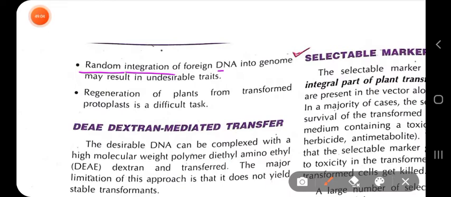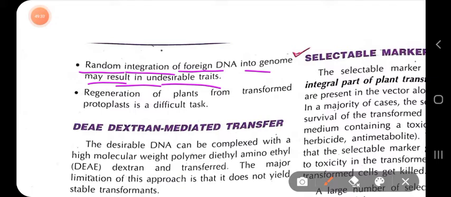Random integration of foreign DNA into a genome may result in undesirable traits. If DNA gets inserted in a random manner, DNA rearrangement will occur. That will lead to undesirable protein formation, and from that protein we will get some undesirable trait, some undesirable character.